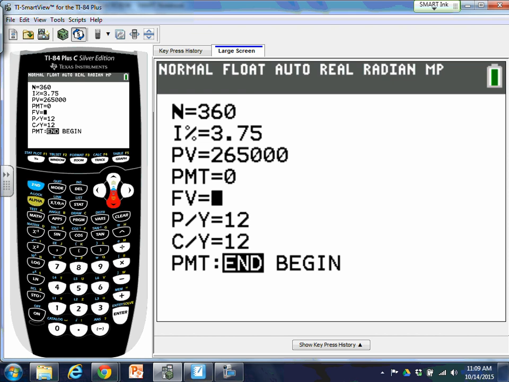Okay, so just running through real quick, the N is the total number of payments, that's 360. Notice that's different than the lowercase n we use. For monthly, we would normally use 12. This is a capital N here. This is the total number of payments. So it's the 12 months for 30 years, so 12 times 30.